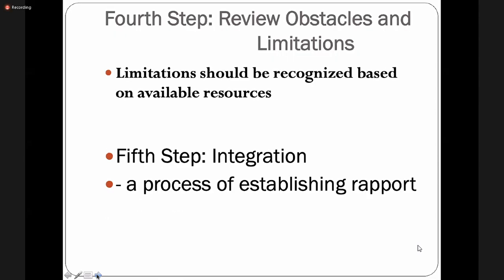Okay, fourth step is review obstacles and limitations. Limitations, for example, ang laki ng barangay nyo, you want to make it purok na lang muna. And then, fifth step is integration. Yung integration is a process of establishing rapport. Pag ipapresent yun na sa community, then you are going to integrate it, or kumbaga makasama sa program ng City Health.